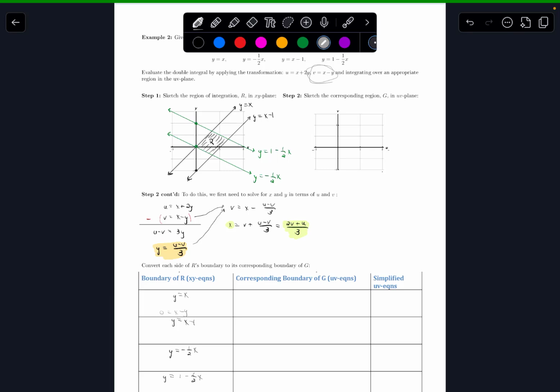And I see here that x minus y equals v. So this means that 0 equals v. And that is my new equation. It's v equals 0. That's a much simpler equation.